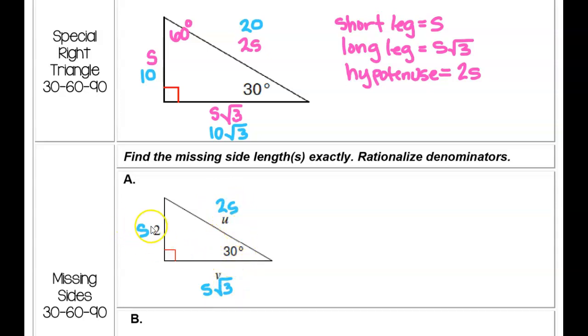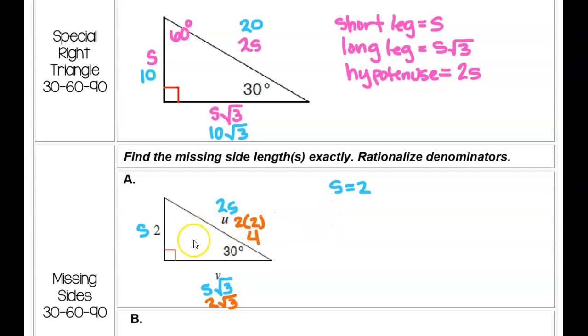So what are we given here? We're given 2, which is the short leg. So we know that S is equal to 2. Once we know that, we're able to figure out the other sides. If S is 2, then this length would have to be 2 root 3. And this length here would have to be 2 times 2, which is 4.